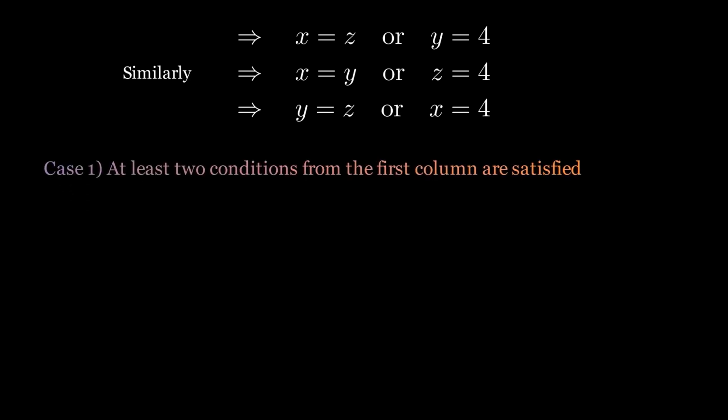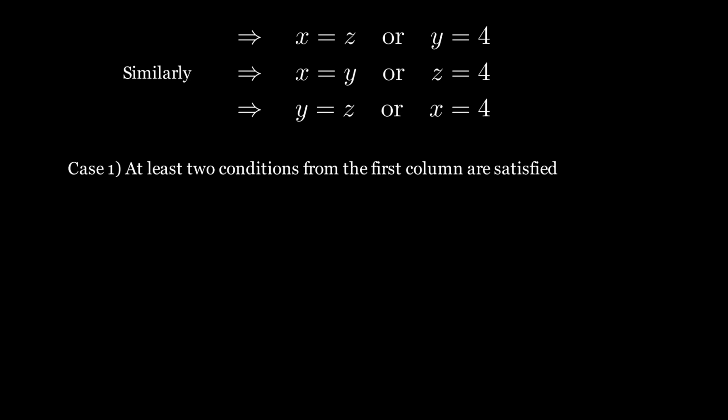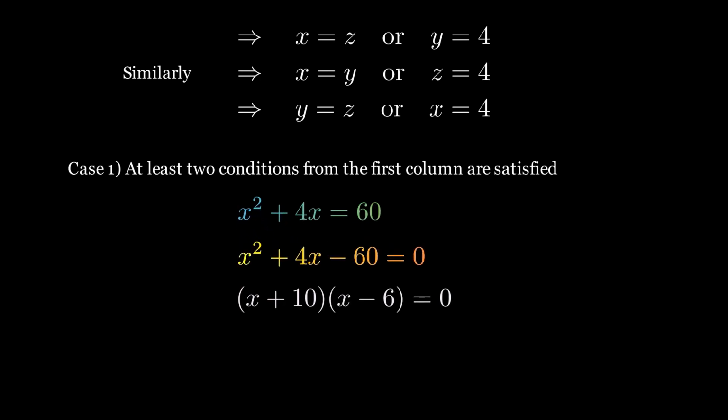Case 1, all three conditions from the first column are satisfied. What happens when all the conditions hold true? In this scenario, x equals y equals z. Substituting x for y and z in the first equation, we simplify and factorize. The result? x is either negative 10 or 6. Does this make sense so far?